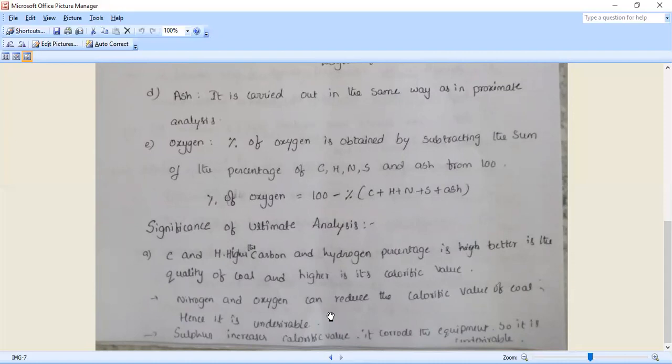So these are the two methods we use to determine the content of components existing in the fuel. So this is the fuel technology.